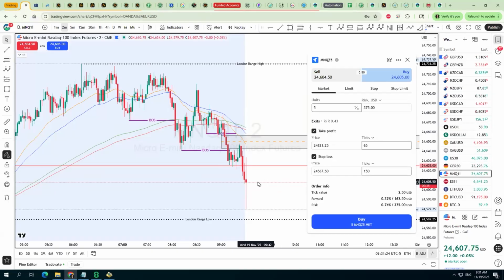It can be really good. It doesn't matter if you're buying or selling. You could be really good here, because if it's choppy, you could be making money both sides. Okay, it's going for the London low. And then the London high is going to be the next target.